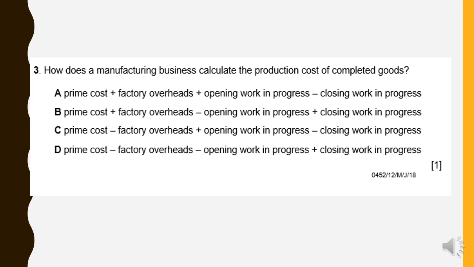How does a manufacturing business calculate the production cost of goods completed? You remember that just now we did the format. Prime cost needs to be added with factory overhead. Opening work in progress, plus or minus? It's last year's one. Last year they didn't finish, so they sent it to this year. So this year we need to add. So opening we will add, and then the closing minus. Why do we need to minus? Because we haven't finished this year, so we will send it to next year. They will complete it next year. So for this year the closing will be minus. So the answer is A.